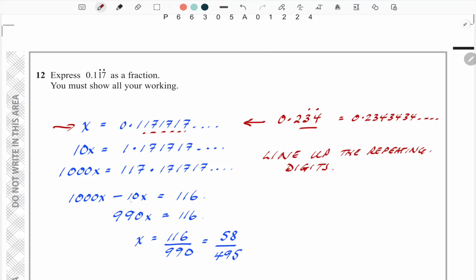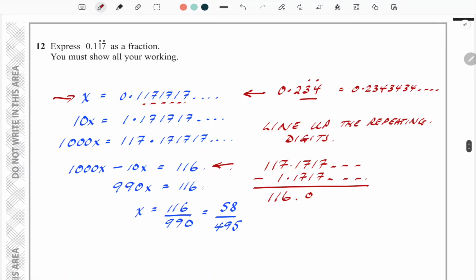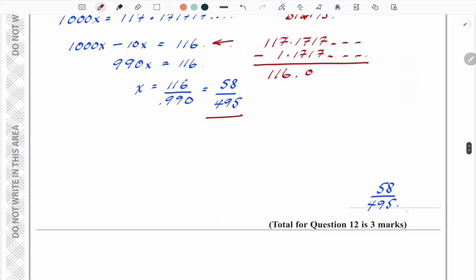So if we say 1000x minus 10x, that's 117.1717 minus 1.1717, etc. That's what we meant about lining it up. And if you subtract the smaller one, then you end up with a round figure, an integer. Okay, 116. So that's where this comes from, and that gives us 990x equals 116. Again, I've just divided across, 116 over 990, and you can reduce that down to 58 over 495. So there's your answer there.